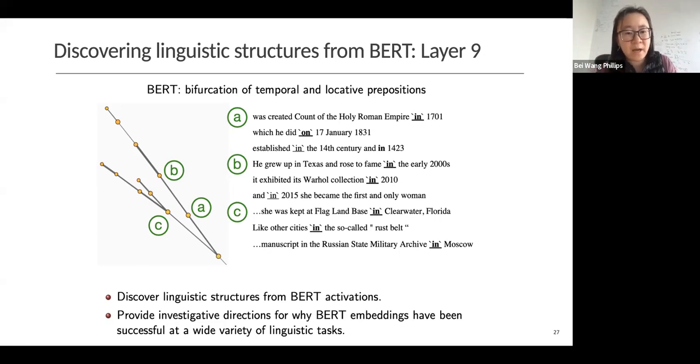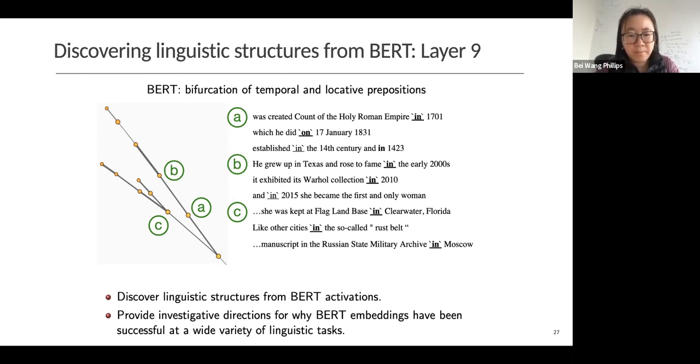In this case, I am looking at node A, and I'm going to show examples of tokens and sentences in there. This is what I call a temporal versus locative bifurcation. If I look at node A, it contains the embedding of the word in or on: in 1701, on January 17, 1831, in the 14th century. Similarly with B. Both A and B are one side of the branch, corresponding to the usage of the word in with respect to time. The other branch, which contains node C, is like in Cleveland, Florida, in Rust Belt, in Moscow. It's a usage of the word in with respect to location. It's the same word, but in different usage.